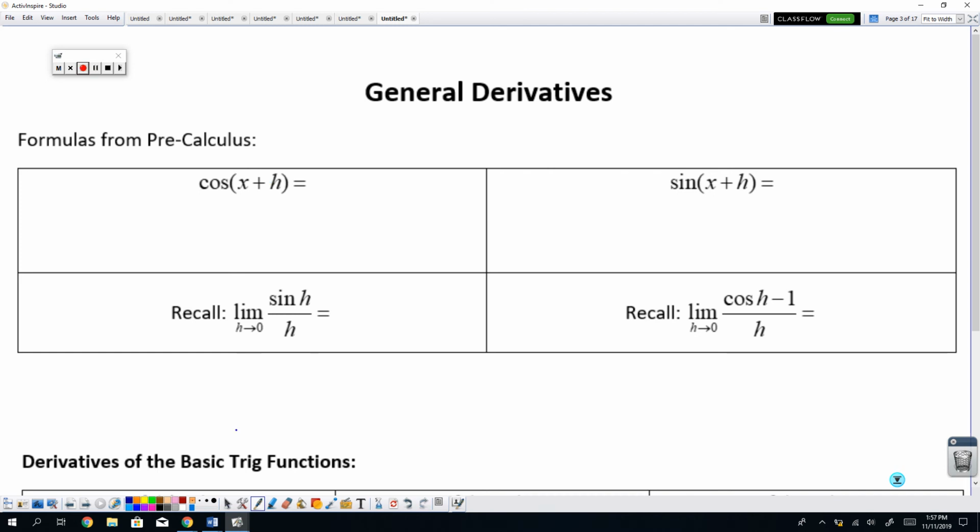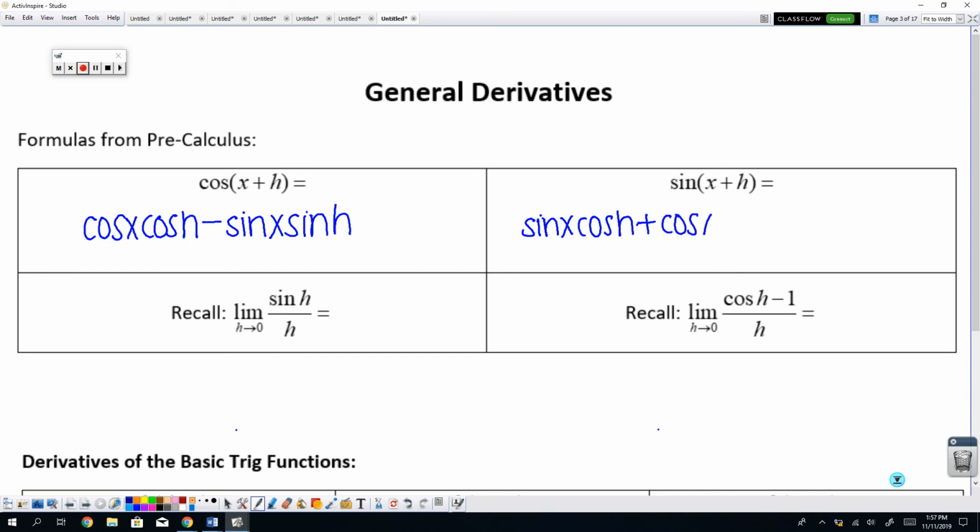So what we would do is we would write cosine x, cosine h, minus sine x, sine h. So I'm not expecting you at all to have this memorized. We're just going to use it so that we can prove a couple of things a little bit later on. And then we're going to do the same exact thing with sine x plus h. I'm going to look that up. So that gives me sine x cosine h plus cosine x sine h. Again, I'm absolutely not expecting you to memorize these at all.